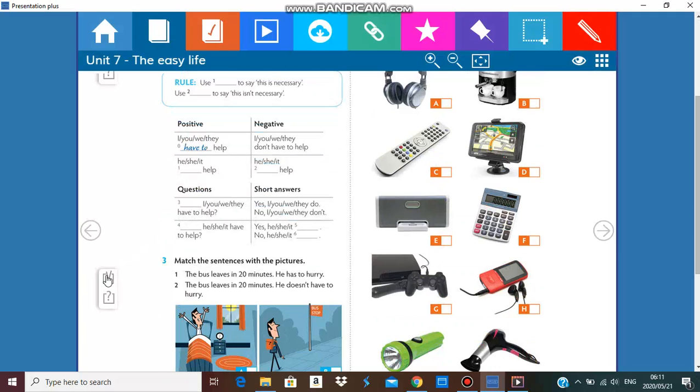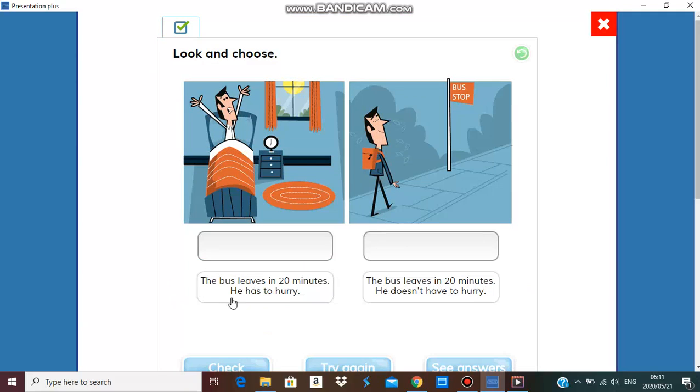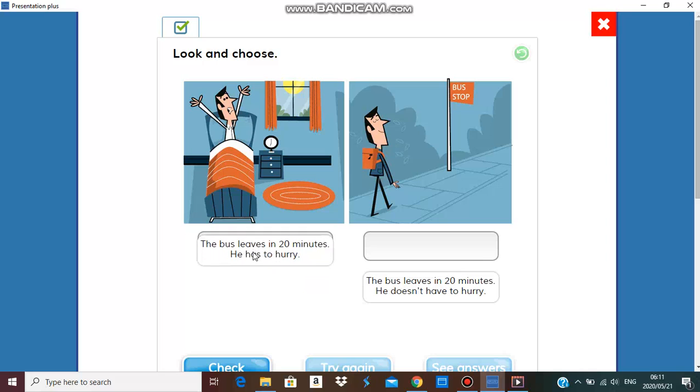The third exercise says match the sentences with the pictures. So if you look at picture number 1, he's waking up, sun is already up, alarm clock is gone, and which sentence matches this picture? The bus leaves in 20 minutes. He has to hurry. Or the bus leaves in 20 minutes. He doesn't have to hurry. It's the first one. And here he's already up and ready. So he doesn't have to hurry.